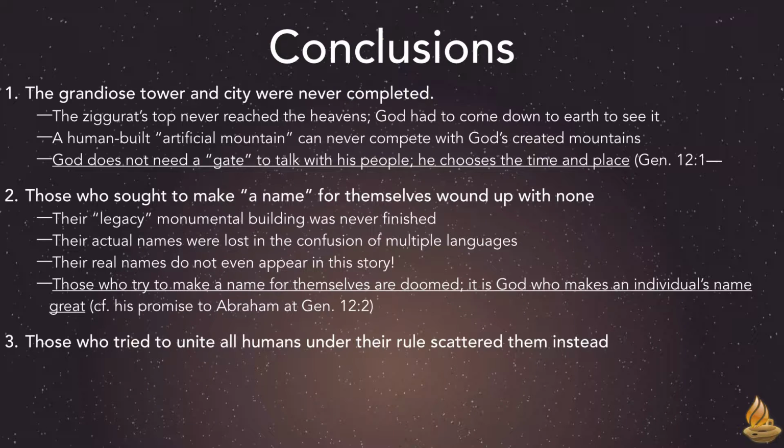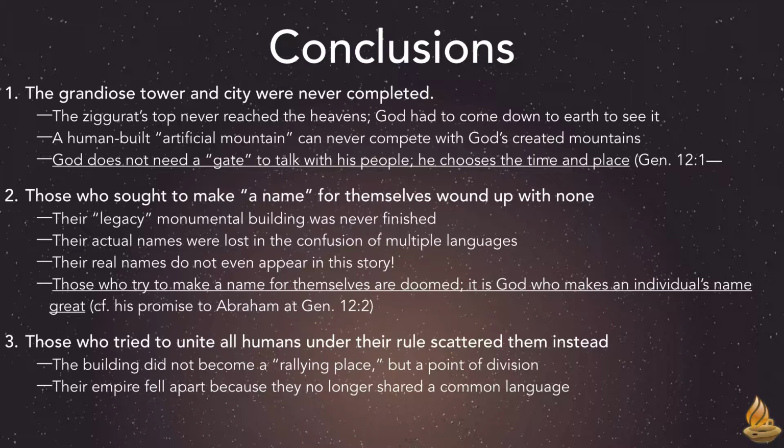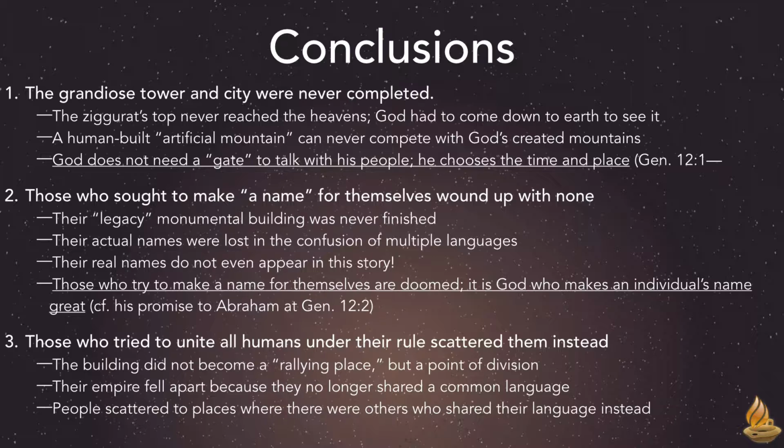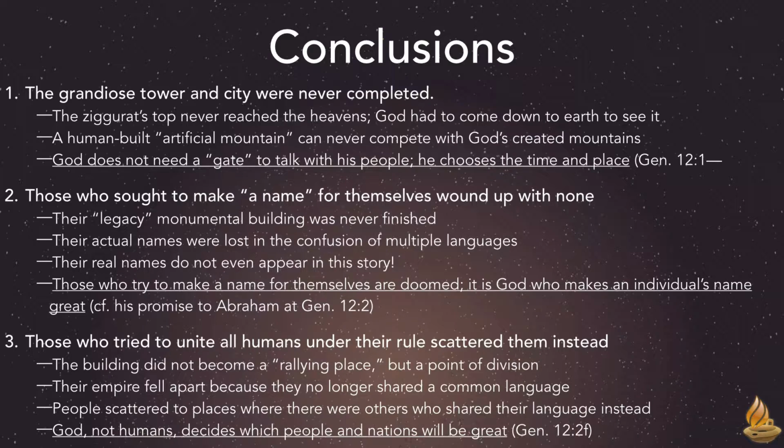Finally, those who tried to unite all humans under their rule scattered them instead. The building did not become a rallying place, but a point of division. Their empire fell apart because they no longer shared a common language. People scattered to places where there were others who shared their language instead, and God, not humans, decides which people and nations will be great.